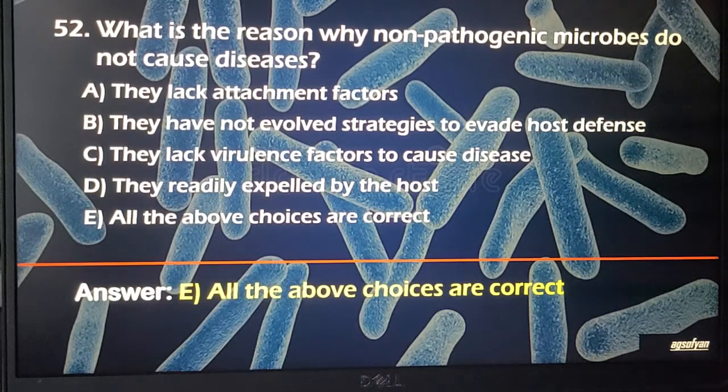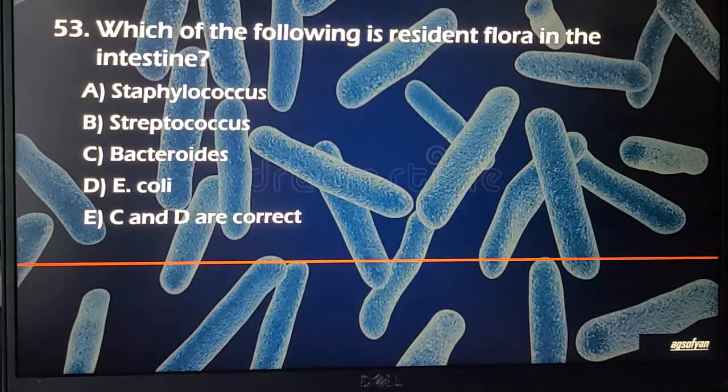So non-pathogenic microbes usually do not have the ability to stay in our body or produce the virulent factor that causes disease to us. Sometimes many of them are expelled quickly from our body, so they don't have the time to develop the ability to cause disease to the host cell.